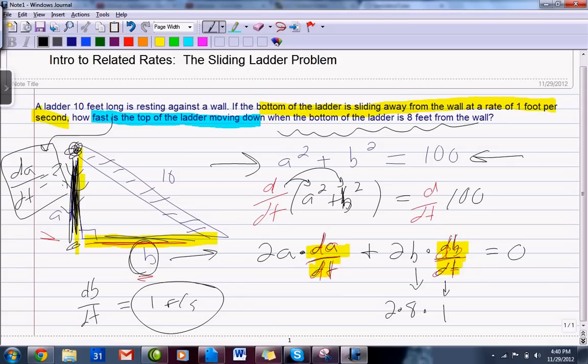All I need, again, I'm solving for dA/dt, which is the rate at which the top of the ladder is sliding down. The only variable that remains is a. Now at that moment I know that b is 8. So here's my moment, and this is changing, so that's why I'm plugging in this value at the very end. So what's a at that moment? Well, by the Pythagorean theorem, a squared plus 8 squared is 100, 10 squared, and you might remember that makes a 6. That's 6, 8, 10. So I'm going to take that momentary value and plug that 6 in for a.